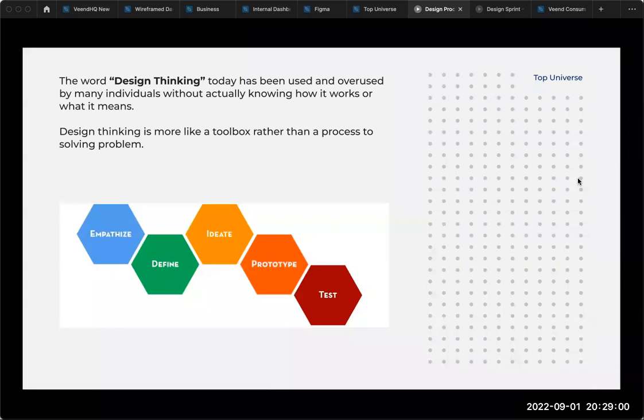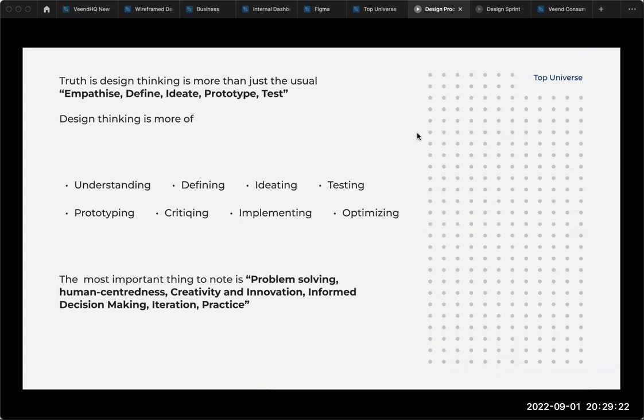Now, a lot of people term design thinking as empathize, define, ideate, prototype, test. It's not very wrong, it's correct, but design thinking is more than this. It's more than just empathizing, just defining, just ideating, just prototyping, and just testing. Okay, let's move on. So truth is, design thinking is more than just the usual empathize, define, ideate, prototype, and test. It is more of understanding, defining, ideating, testing, prototyping, critiquing, implementing, optimizing, right?